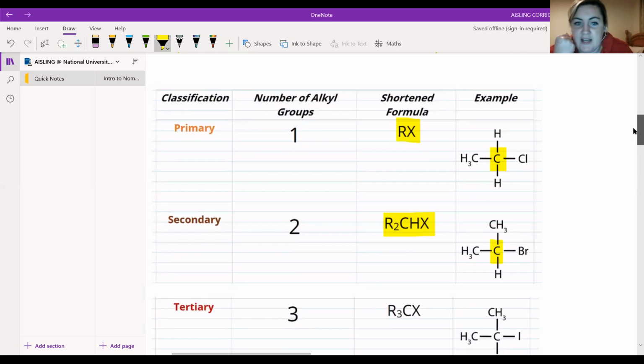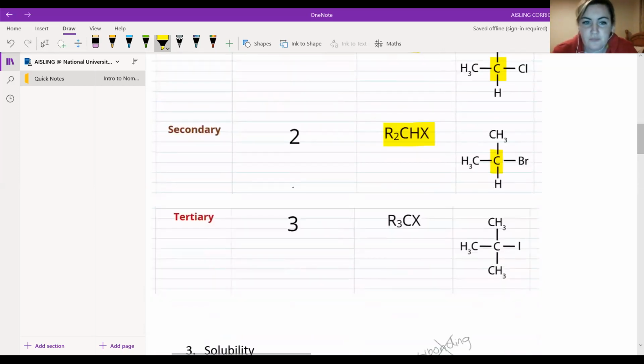Okay, and the next one down, tertiary, 3 of those alkyl groups. It is denoted by this shortened formula R3, 3 alkyl groups attached to the carbon, attached to that halogen. Now in this case, we've got an iodine attached to this carbon. And if we wanted to name this, I will stay silent and I will get you to write it down. Have a think. Pause the video if you need to.